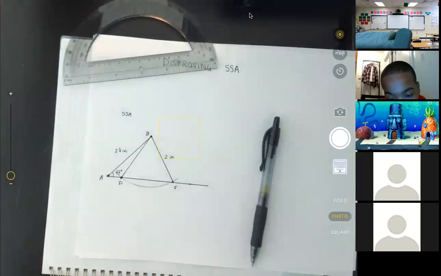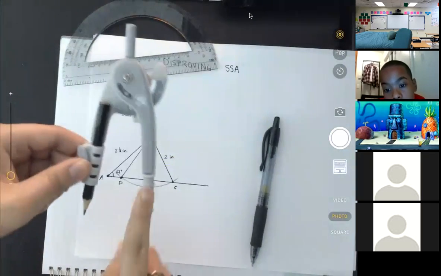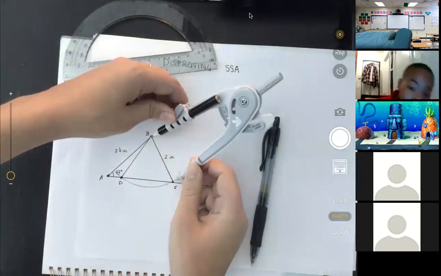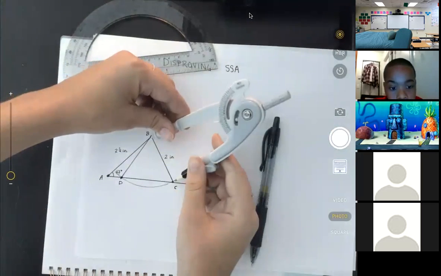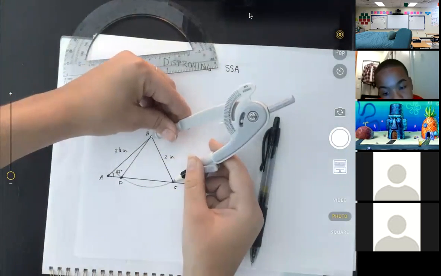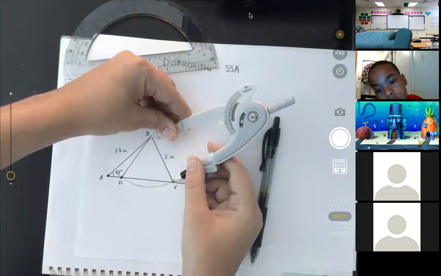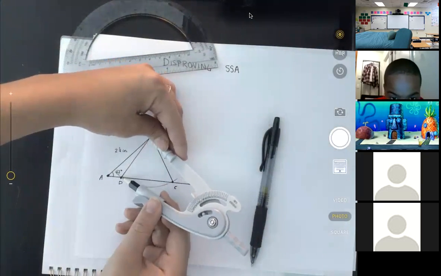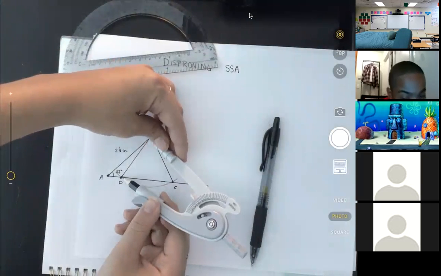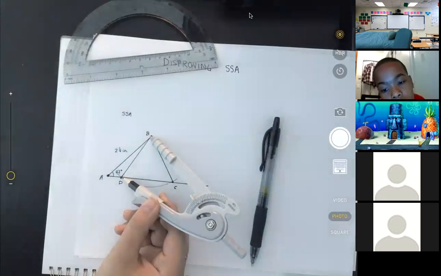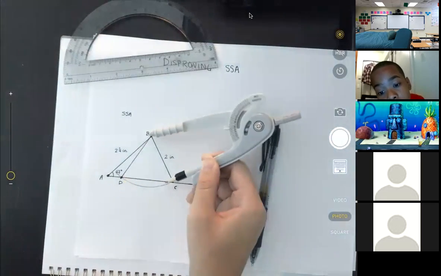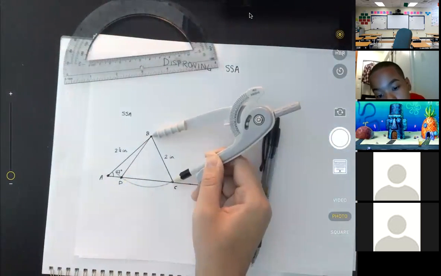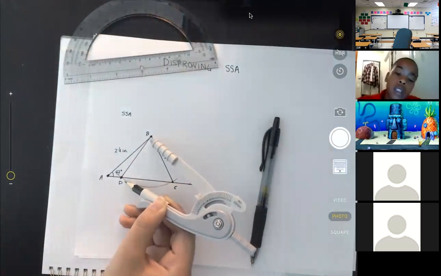Now, since I used my compass, remember, I didn't change the measurement. I have this from B to C, and when I went around, I didn't change the measurement at all. So from B to D, what do I know? How much is that going to measure as well? If this was 2 inches and I didn't change that measurement, what does this have to be?